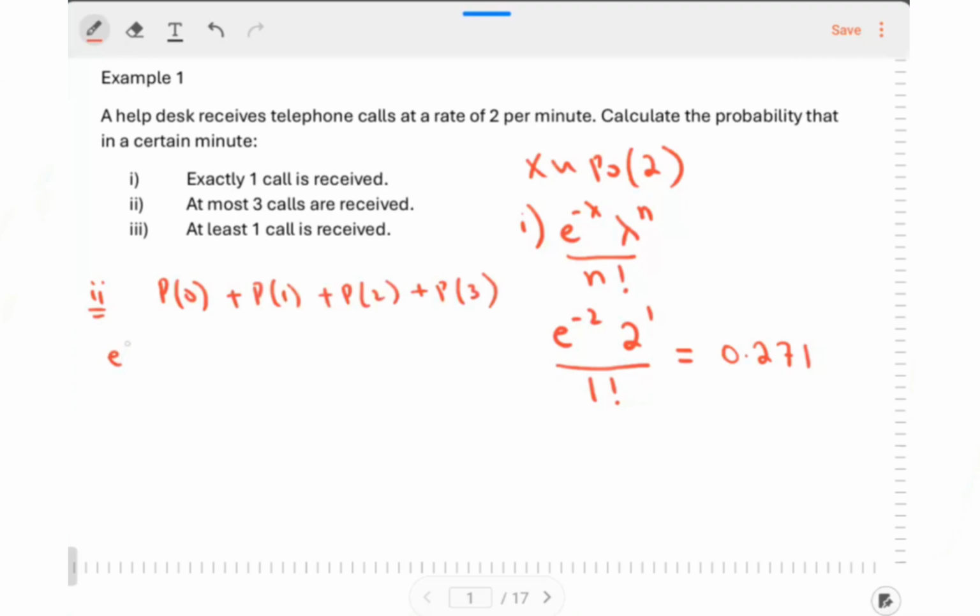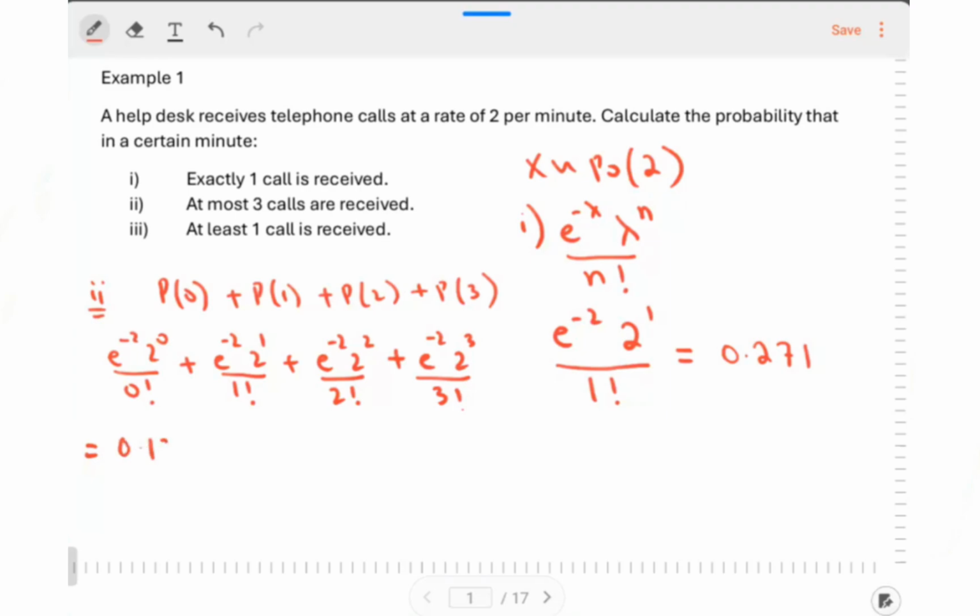So e to the minus 2, 2 to the power 0 over 0 factorial plus e to the minus 2, 2 to the power 1 over 1 factorial plus e to the minus 2, 2 square upon 2 factorial plus e to the minus 2, 2 cube upon 3 factorial. Kindly calculate each one.